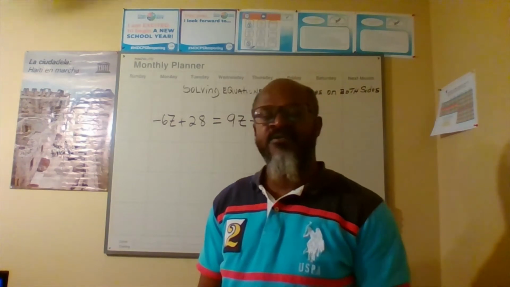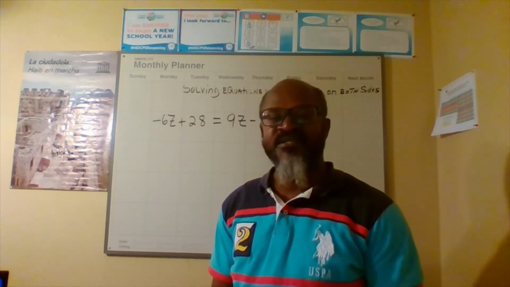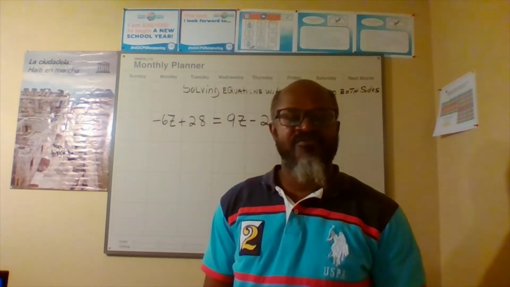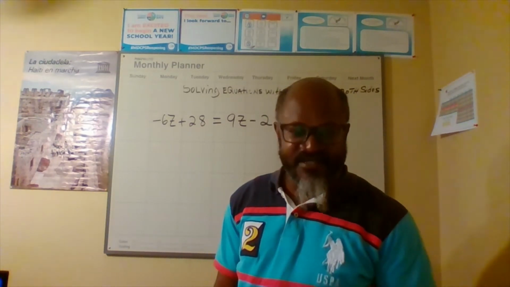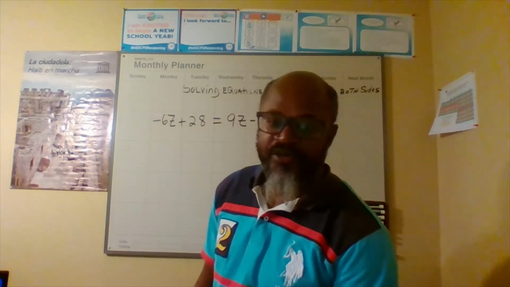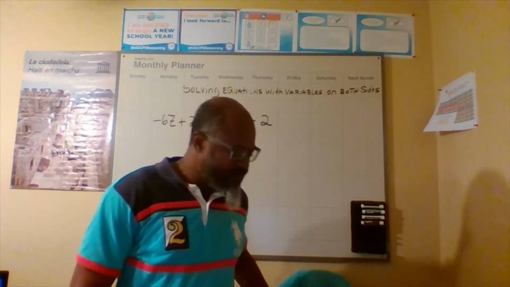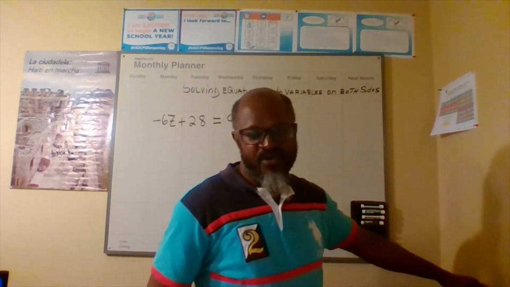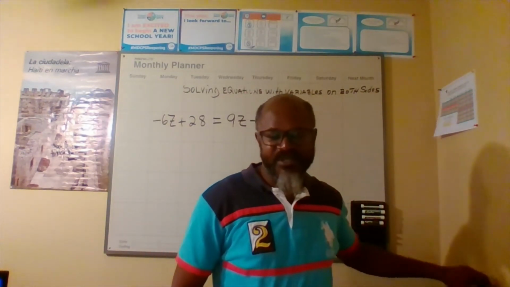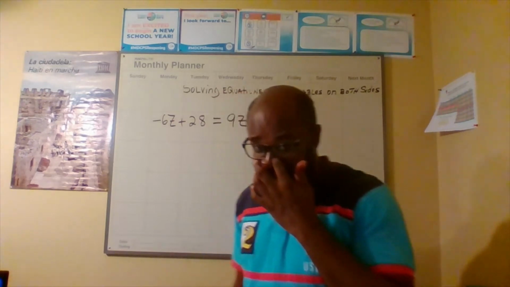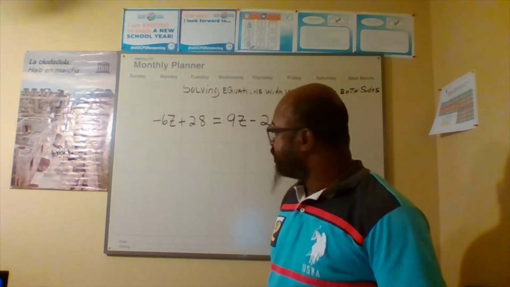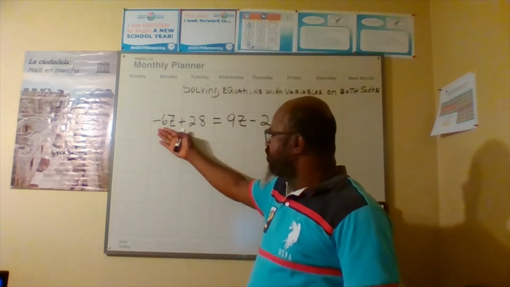Hello guys, once again, this is Mr. Dismiss. I have other videos on how to solve equations with variables on both sides. So I'm going to model for you how to solve an equation with variables on both sides. This is one of the types of equations you're going to find in geometry, which is an intervention in Algebra 1. So this is the original equation.